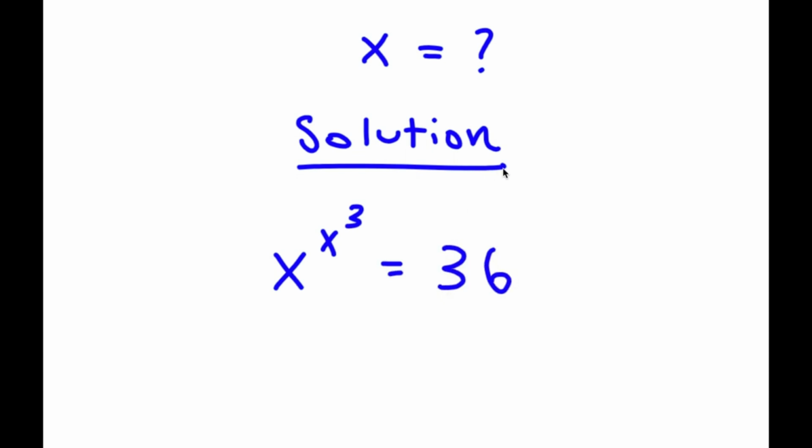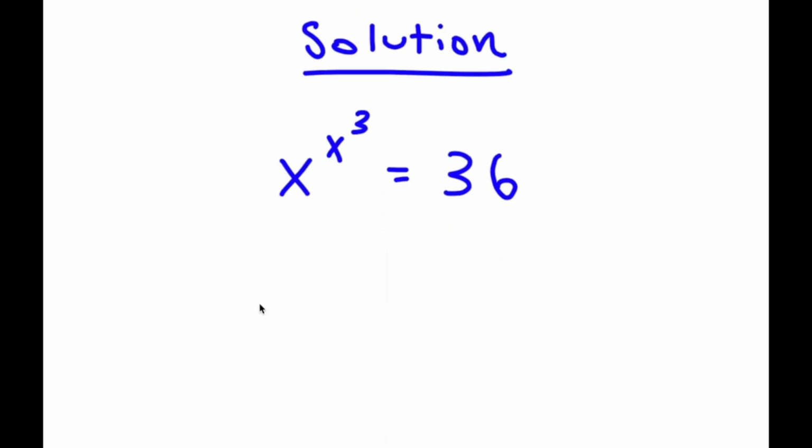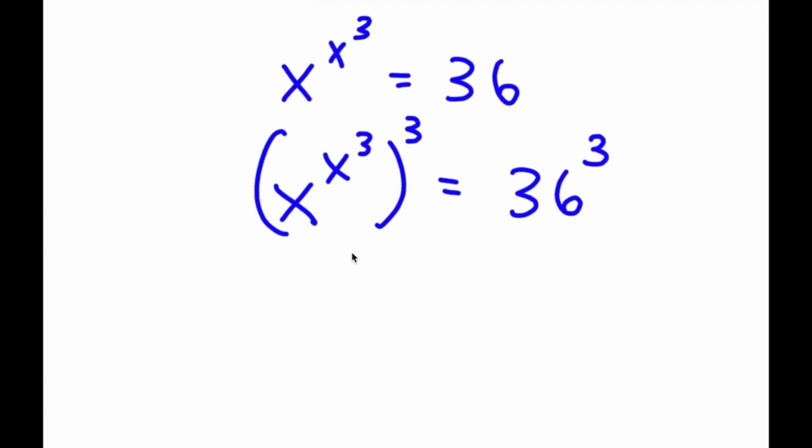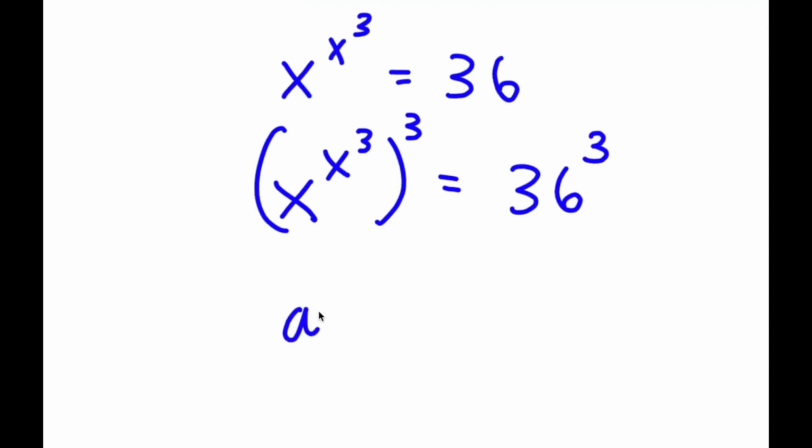Now what I'm going to do is take the power of 3 on both sides. So now I have x to the power of x to the power of 3, to the power of 3, is equal to 36 to the power of 3. Now, if I have something in the form a to the power of m to the power of n, this is equal to a to the power of m times n, right?